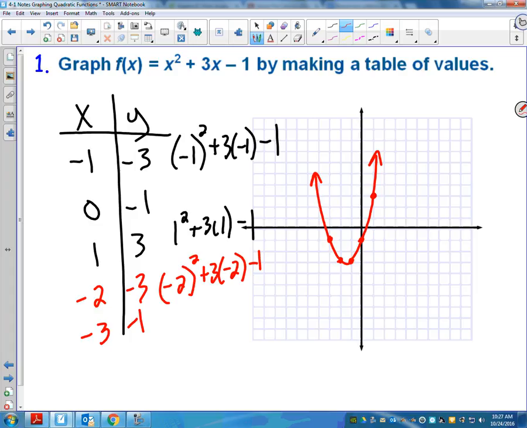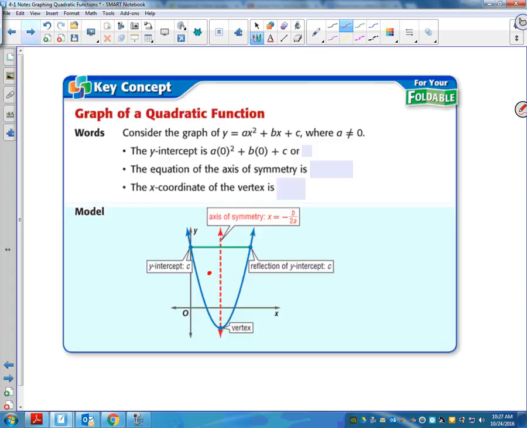What should happen every time is you should be able to get some points that are the same on both sides, because a parabola is symmetric, right? And we're going to talk about that on the next slide here. There's this line that you can fold that parabola over and it should be the exact same on both sides. Is that geometry stuff? I mean, it is geometry, but it's also algebra.